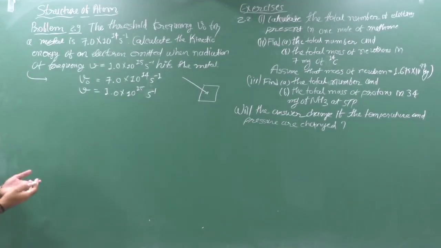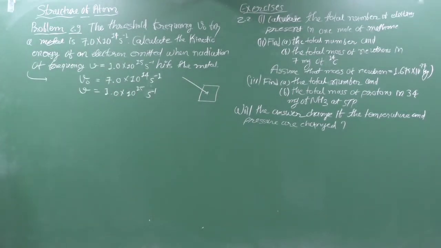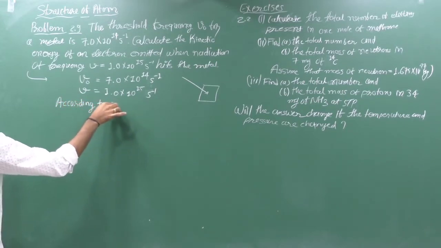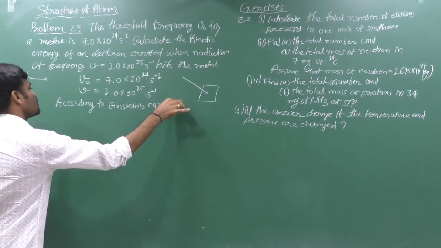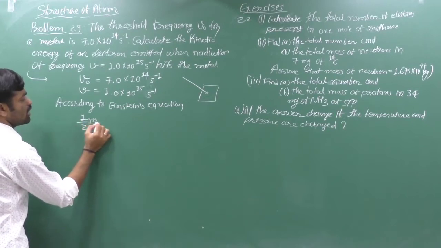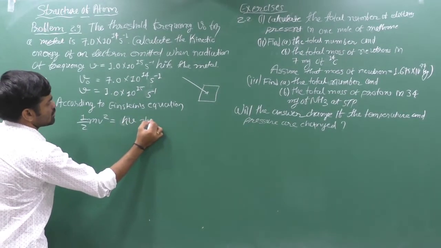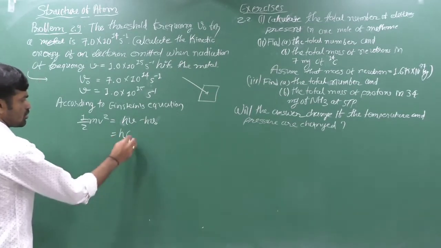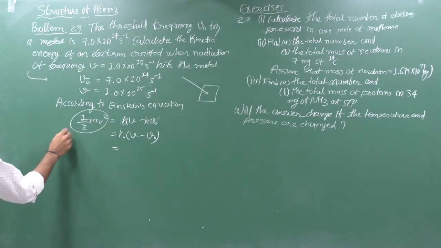Now, what is the kinetic energy of the electron that is emitted? We already had the equation, according to Einstein's equation, kinetic energy 1/2 mv square is equal to h mu minus h mu 0. That is the equation. Here we can take h as common, which is Planck's constant, then mu minus mu 0. It is the kinetic energy of the electron.